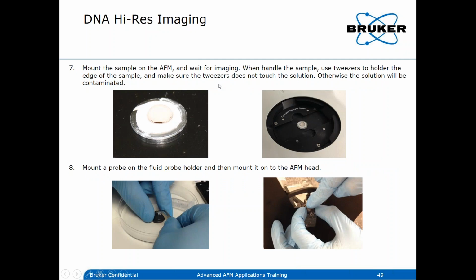Then you mount the sample on the AFM, and you should use tweezers and make sure that the tweezers do not touch the solution. Otherwise, again, you would come up with contamination. Mount the probe on the fluid holder as we did before. In this case, by the way, are pictures of the Catalyst or Resolve system.